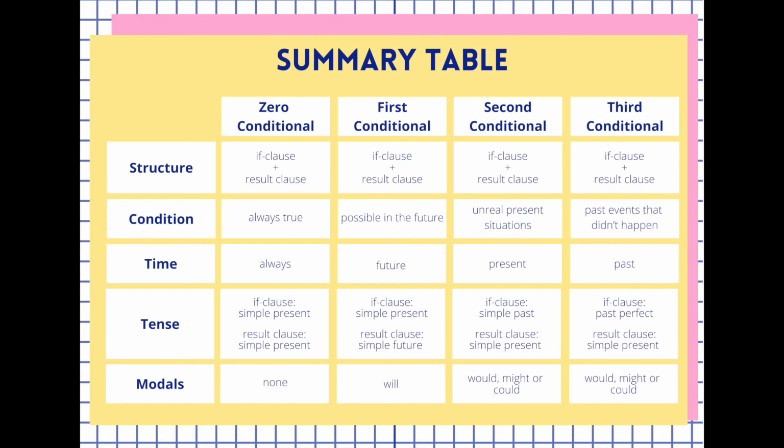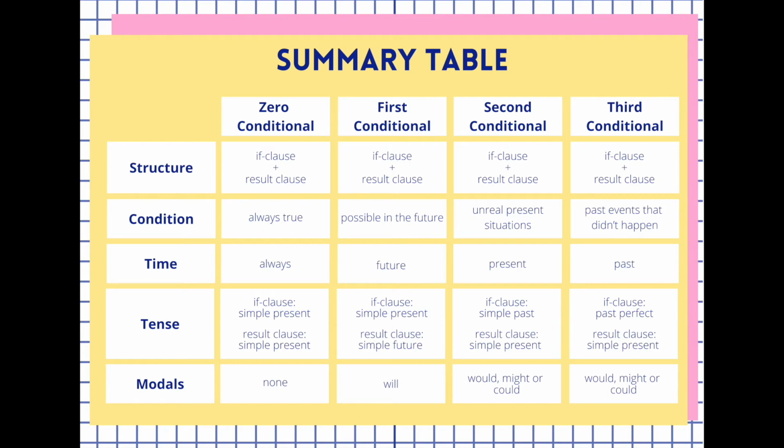To summarize the important similarities and differences between the types of conditional sentences we have talked about, let's look at a summary table. In terms of the basic structure, every type of conditional sentence has two parts. It can be an if clause followed by a result clause, or the other way around. For the condition, as we mentioned earlier, the zero conditional is always true. It is used to talk about scientific facts or things that are certain.